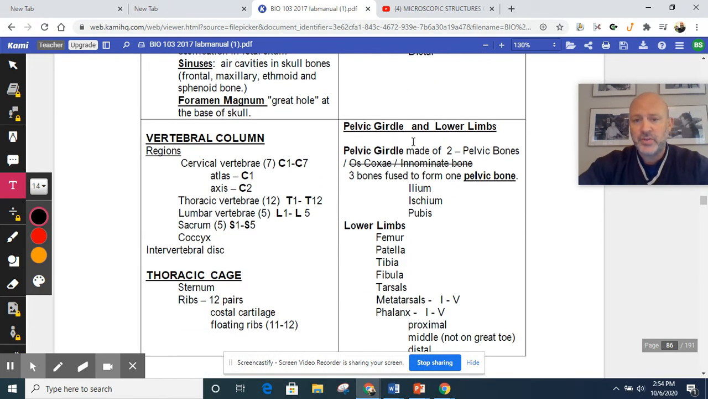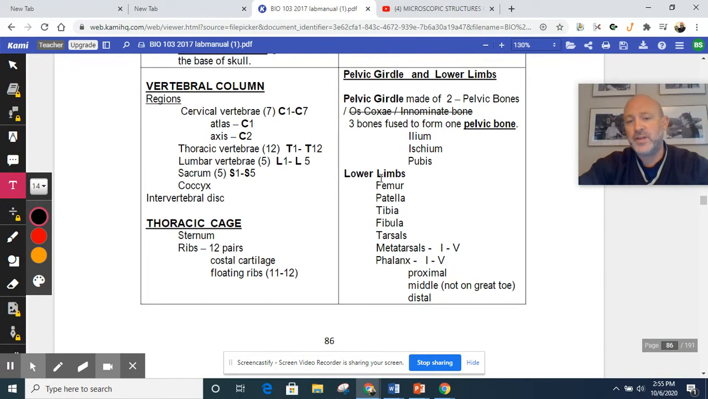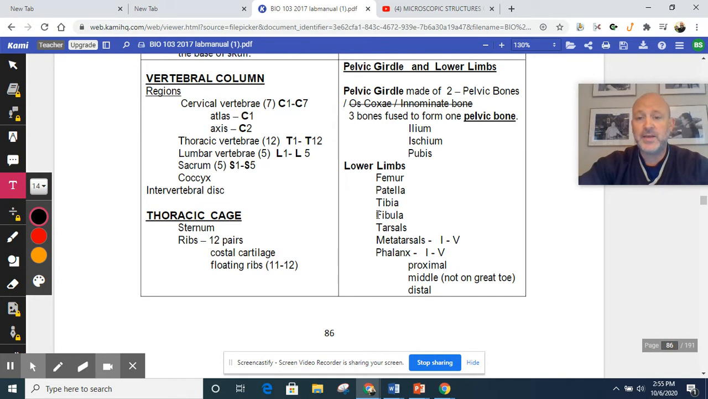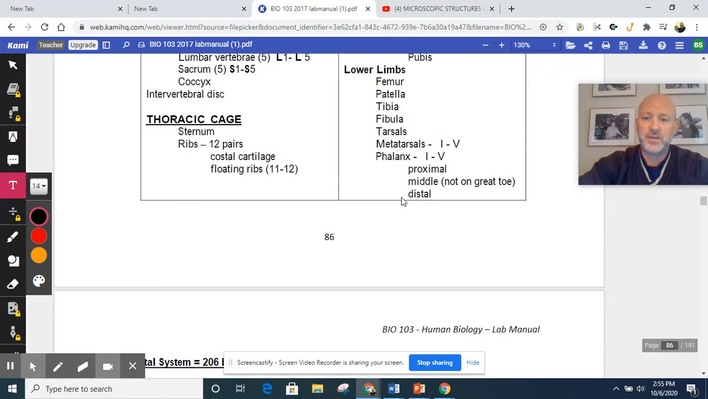If we go down to the pelvic girdle and look at the lower limbs, we're going to be looking at the bones that make up the pelvic bone, all right, including the ilium, the ischium, and the pubis. And it's these bones that make up the pelvic girdle. And then, of course, we'll look at the actual bones of the lower limbs. Starting with the big femur, which is the largest bone in the body, and then the patella, the lower bones, and the bones of the lower leg, the ankles, the feet, and the toes.